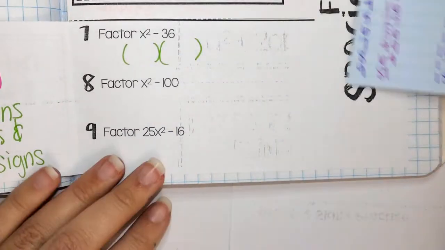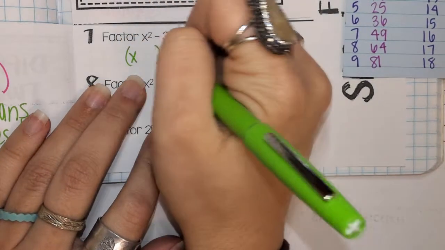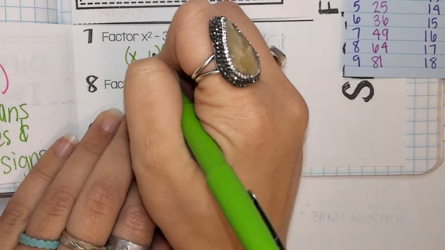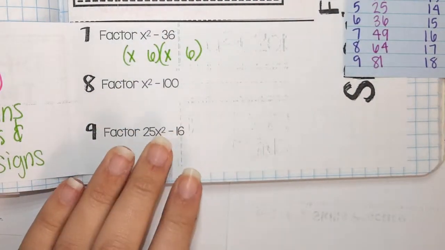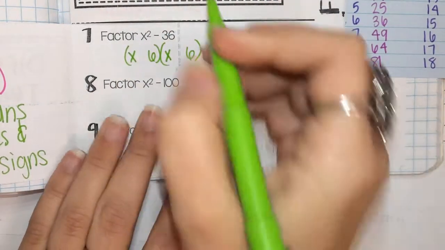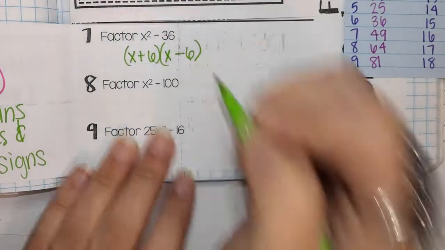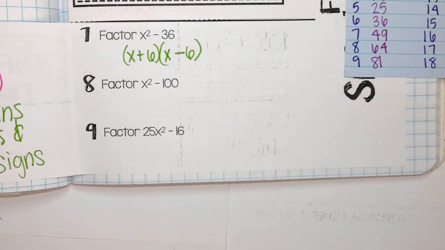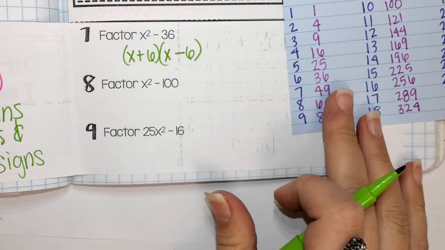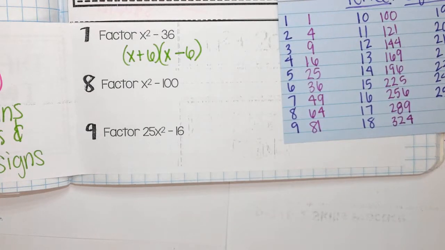So for this one, what's the square root of x squared? X. And what's the square root of 36? 6. Alright, I have 2 parentheses. So what else do I need? You need a plus and minus sign. 2 different signs. Does it matter which order goes first? Nope. I just usually write plus first out of habit. The order does not matter.